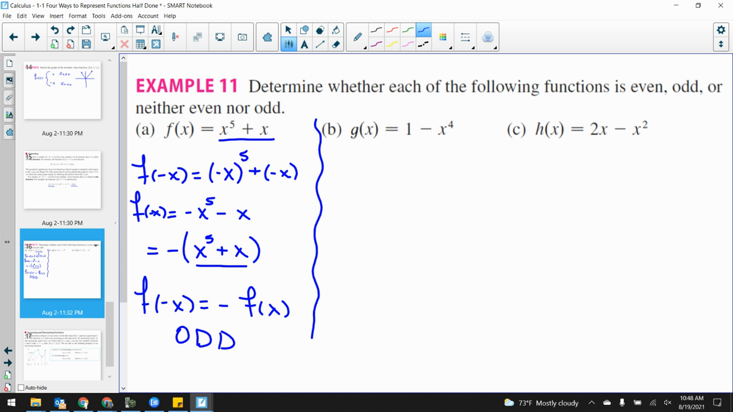And when I say factor it out, I mean factor out that negative and it comes back to the same thing you started with once you factor it out. That's odd. Take a look at B.